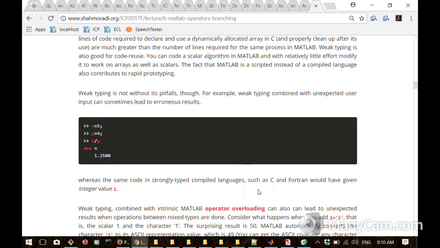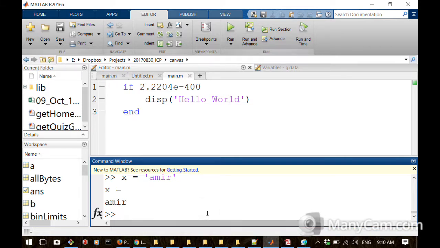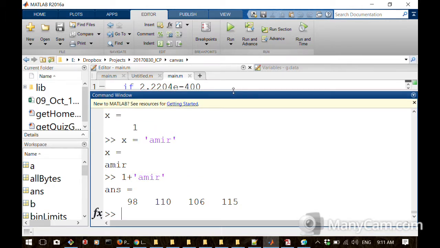It can become dangerous because, for example, let's say I say 1 plus 'Amir'. What do you think I get? Obviously, I would expect to get an error, but that's not the case. You get a vector of numbers. What's happening here then? Exactly. What happens is called operator overloading.